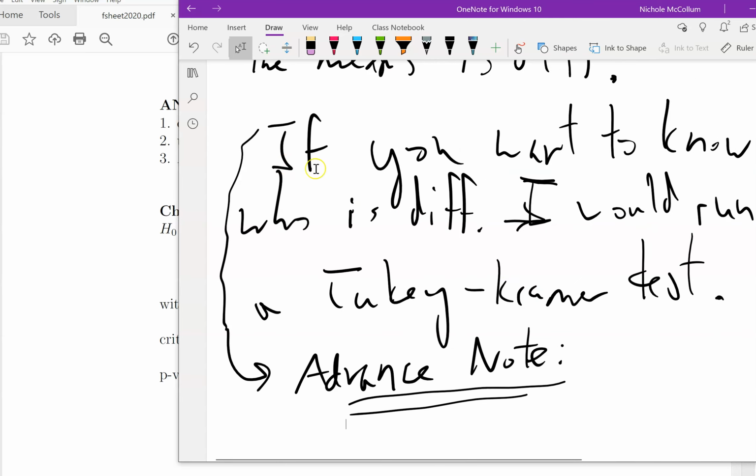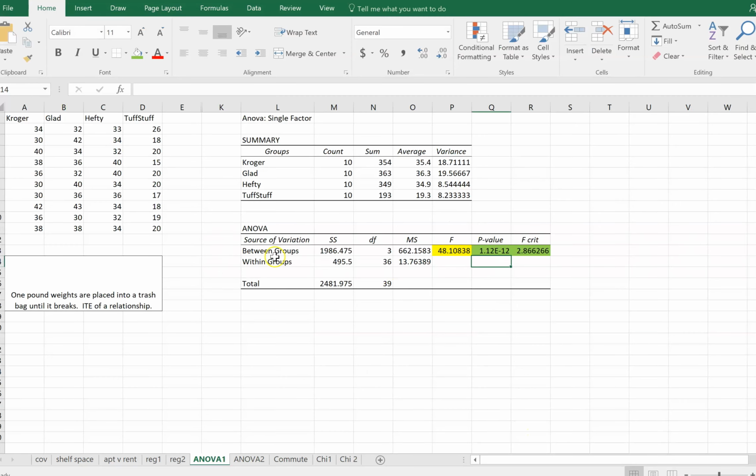If you want to know which trash bag is different, you can run the Tukey-Kramer test in advanced statistics to pinpoint which one, if not more, which ones are different, which groups are compared. See, bottom line, these trash bags, and I'm just looking at the averages here, that's kind of a cheating point. I can look at these averages and I'm thinking Kroger, Glad, and Hefty are very similar. I think Tough Stuff is not the same. So I'm wondering when I run my Tukey-Kramer in advanced programs like RStudio, it's going to say Kroger, Glad, and Hefty, yeah, they're very similar. Tough Stuff is the one different.